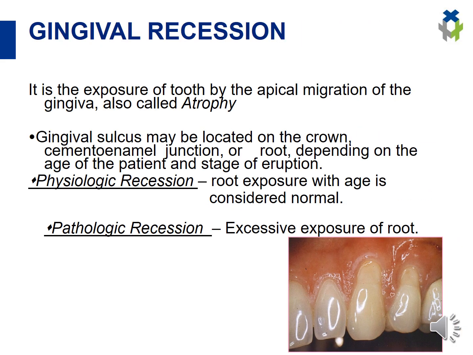Gingival recession is both physiologic and pathologic. The physiologic includes root exposure with age. Pathologic includes excessive exposure of the root. The gingival sulcus may be located on the crown, cemento-enamel junction or root, depending on the age of the patient and stage of eruption.